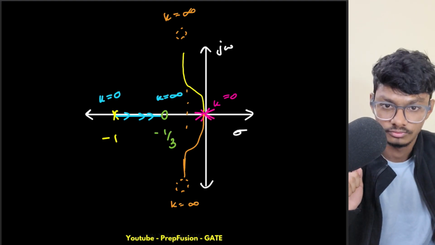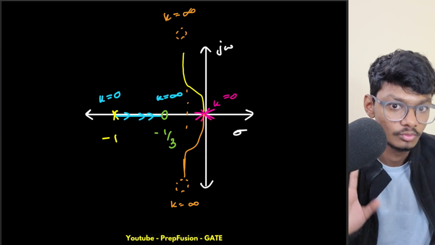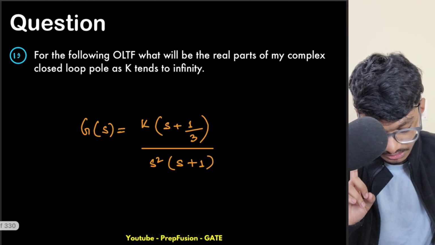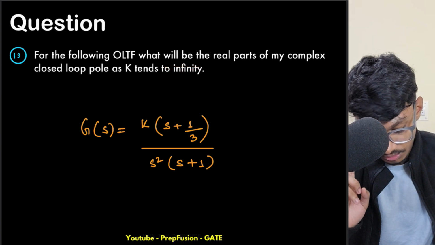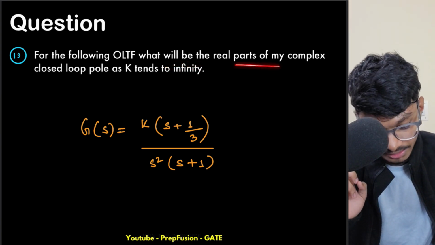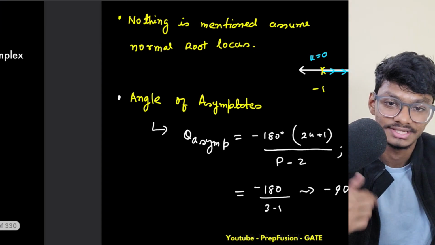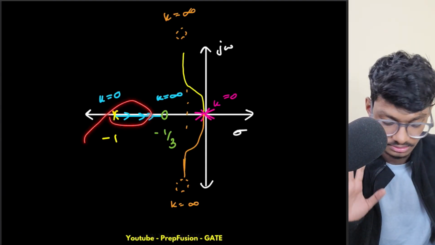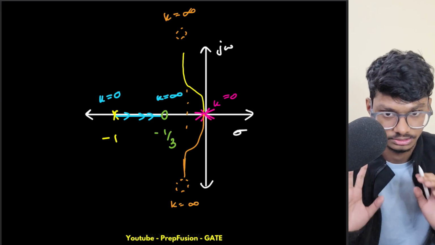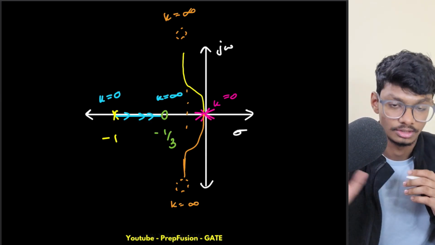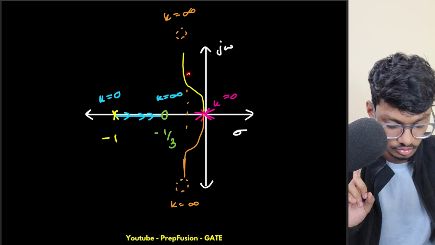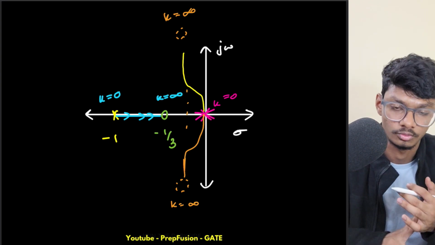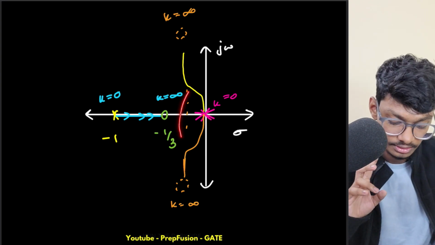What else do we have to notice? What is the question asking us? The question asks what will be the real parts of my complex closed-loop poles as k tends to infinity. This is a real pole, this is a real pole, so the question is not talking about those. The question is talking about these two, my complex conjugate poles, and it is asking us to find their real parts.